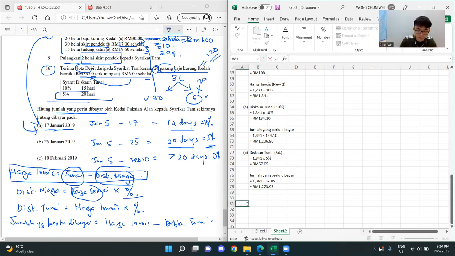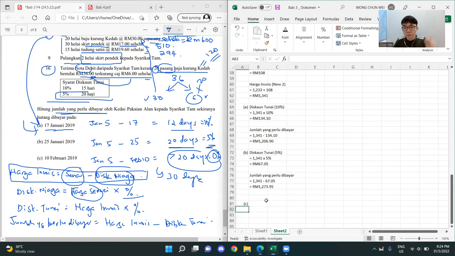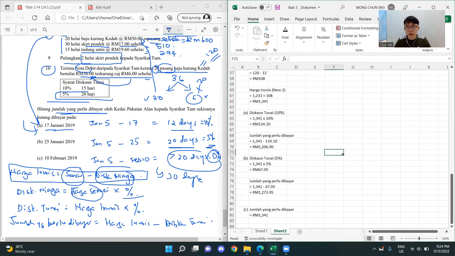And what about C? So for C, is more than 20 days, definitely. If you want to calculate, you use your hand, whatever you calculate, it is definitely about 20 days plus 10 days. This should be about 30 days. So 30 days, ada syarat tak? Tak ada syarat kat sini for 30 days. Meaning 30 days, tak ada discount. So when there is no discount, 0%, meaning jumlah yang perlu dibayar is equal to the harga invoice, 1341. That's it. Yeah, or not?